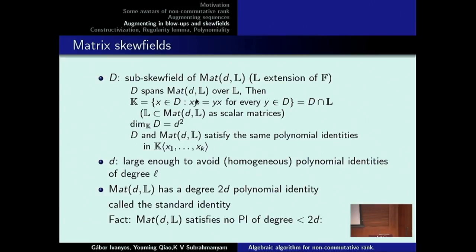And one also knows that if I look at the collection of polynomial identities over x1, x2, ..., xk that matrices satisfy, the skew field D which spans this matrix algebra and this matrix algebra satisfy the same polynomial identities. So we are going to use skew fields now to allow us to do this blow up that we were looking at.